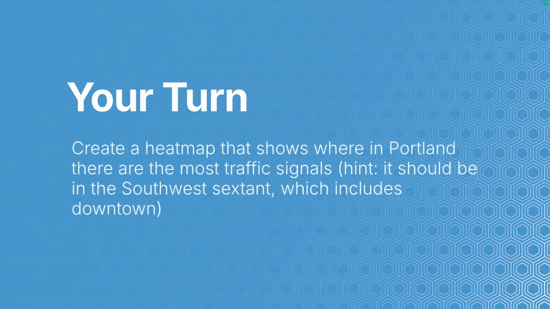For your turn, I want you to create a heat map that shows where in Portland there are the most traffic signals. It should be in the southwest sextant, which includes downtown. So just import that data on Portland traffic signals, use the code that I used in this lesson, which you can get right below the video, and adapt it for your purposes.